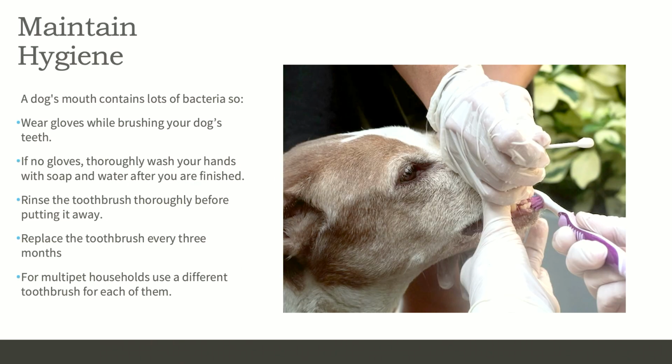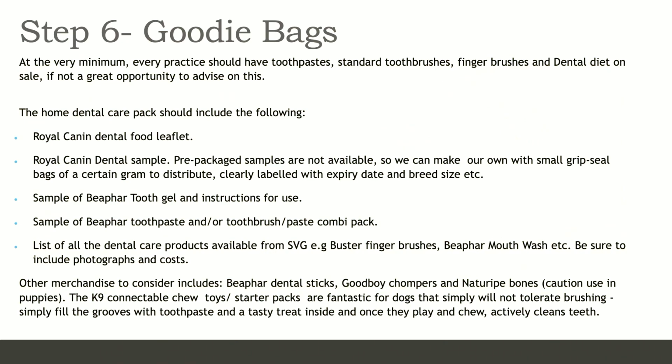When owners are going to be brushing, they must maintain hygiene as well. A dog's mouth or cat's mouth contains a lot of bacteria. So try and get owners to wear gloves while brushing the teeth. If no gloves, thoroughly wash their hands after with soap and water. Rinse the toothbrush thoroughly before putting it away, and they should replace the toothbrush every 3 months or so. Try and use a different toothbrush for each pet in the home.